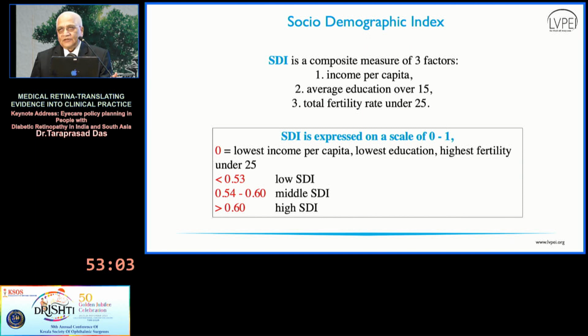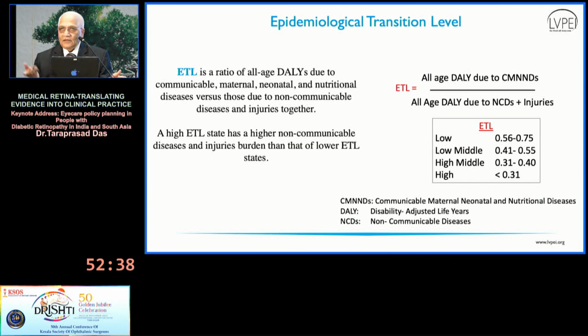When we talk about the SDI, there are 3 important factors. One is the income per capita per person. That means the average education for the people above the age of 15, and the fertility rate below the age of 25. And then SDI goes, certainly 0 is the lowest, but higher SDI, which is more than 0.6, means there is a higher education, a lower fertility, and higher income per capita. ETL is the other way around.